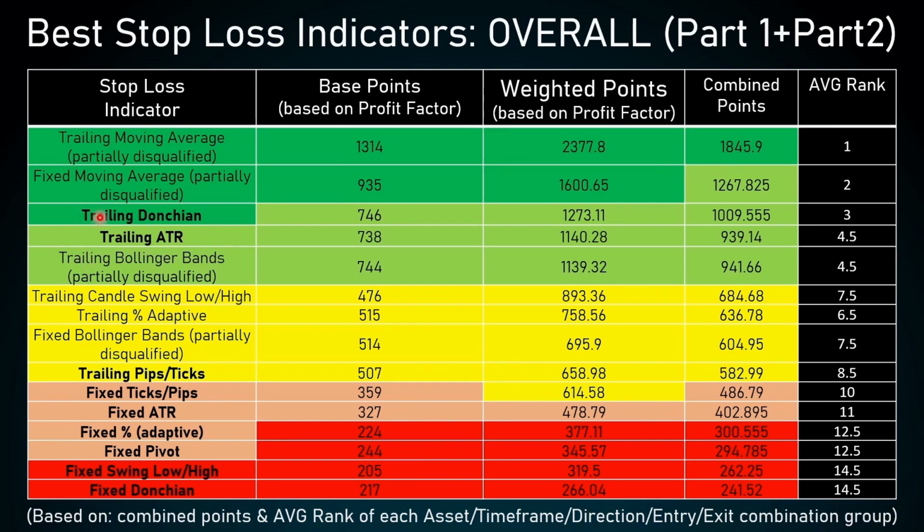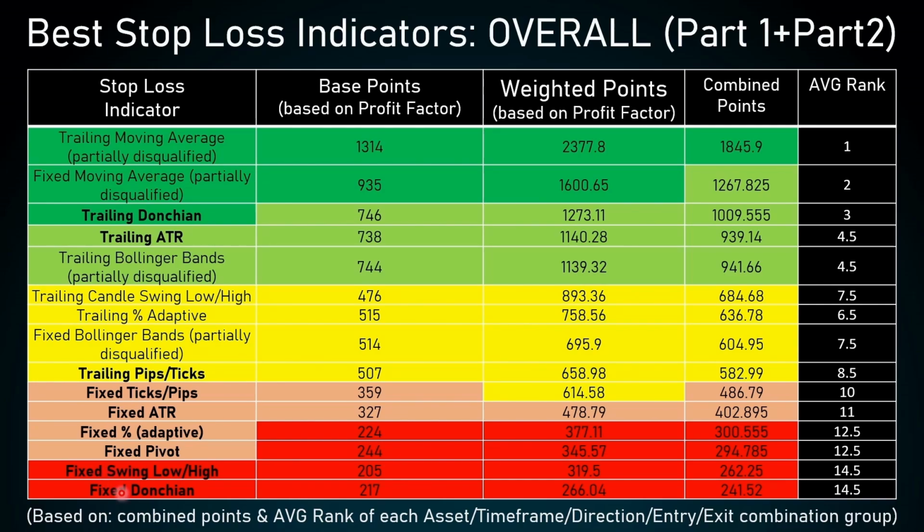In my opinion, the best stop loss overall is the Donchian trading stop loss. It is placed in the first tier. In the second tier, you have the ATR-based trading stop loss. In the third tier, you have the swing low swing high based trading stop loss, then the adaptive percentage based, then the pips/ticks based trading stop loss, and then at the bottom, all the fixed trading stop losses.